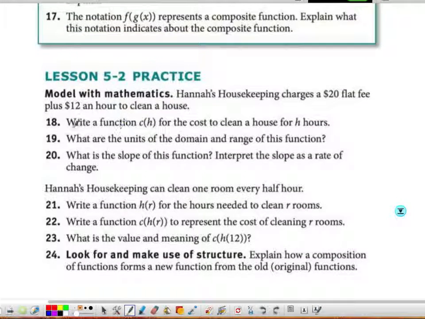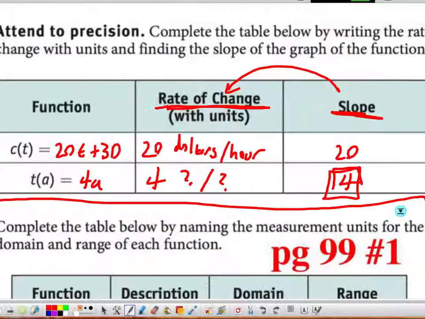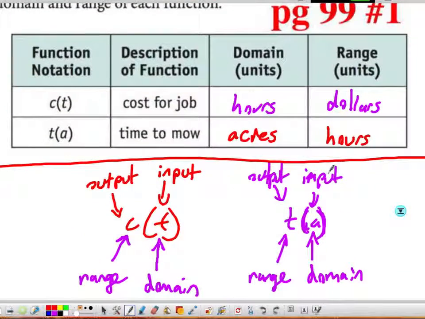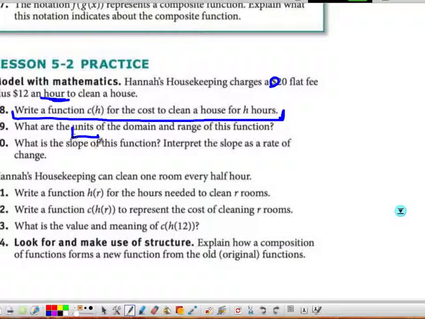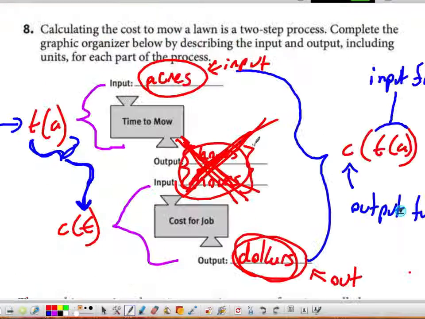Let me just make some quick notes. Again, you want to write a function between 2 quantities. Here our quantities are going to be dollars and hours. And again, units for the domain and range. That's similar to what we did right here, where we found the units, and I told you how to find the units for the domain and range. What else? What is the slope of the function? Okay, that is similar to question number 6.